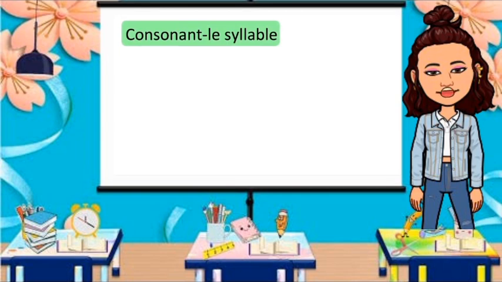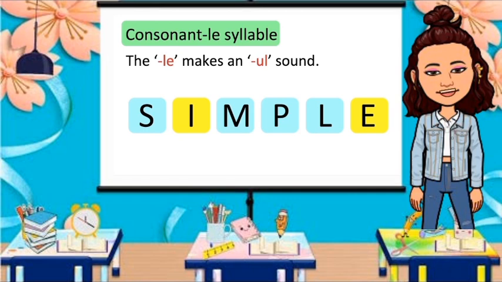Consonant LE syllable. In this type of syllable, there is a consonant followed by LE. The letters LE make an UL sound. For example, simple.